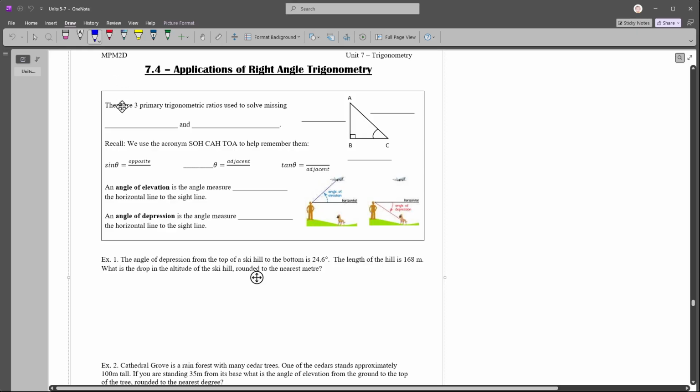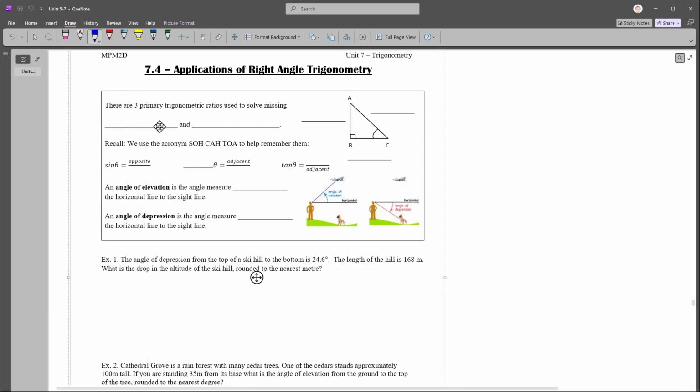So the three primary trigonometric ratios are used to solve what? Well, we're using them to solve different sides and angles, as I said a second ago. Great. And how do we do that? Well, we're going to look at a triangle like this. It has to be a right-angled triangle. That is absolutely key here. It must be a right-angled triangle.